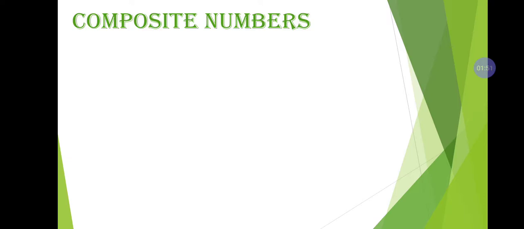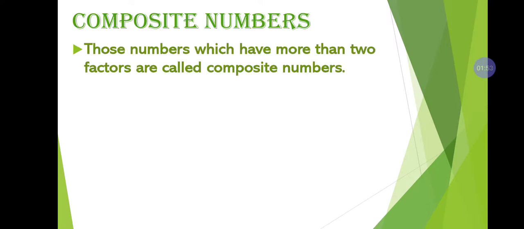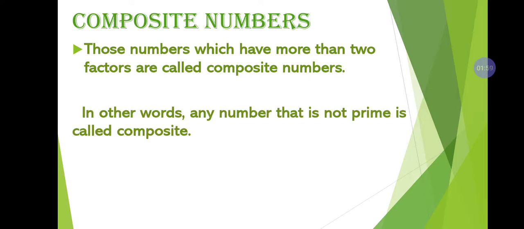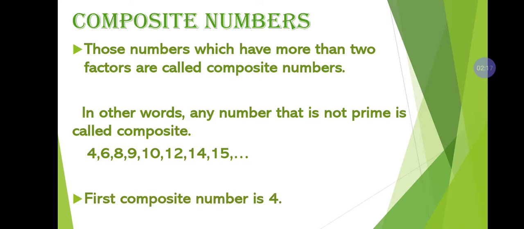Now composite numbers. Those numbers which have more than 2 factors are called composite numbers. In other words, we can say any number that is not prime is called a composite number. 4, 6, 8, 9 and so on are composite numbers. The first composite number is 4.